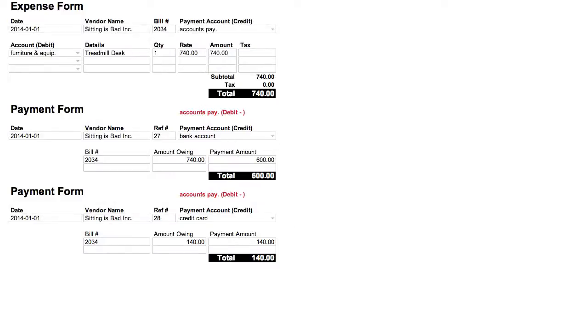In accounting software, this is how the entry would look. The first transaction is the unpaid bill. We see here that the payment account is accounts payable, and the expense account is the furniture and equipment account. After that, it's the first bill payment transaction. The first payment uses the bank account to pay $600. Even though accounting software bill payment forms don't show this, the accounts payable account is being debited. And then it's the second payment transaction. This one uses the credit card to pay the remaining $140. So this is 3 transactions instead of 1, a bit more work, but probably easier to understand for most people.